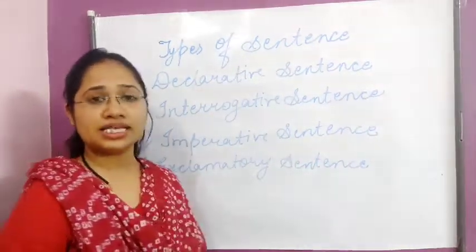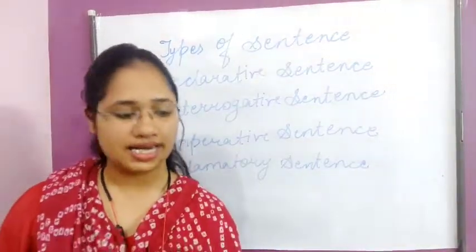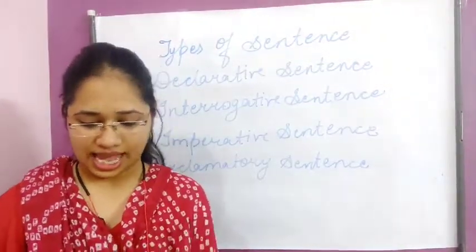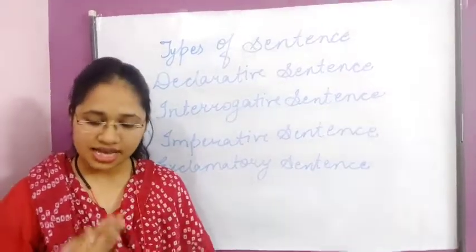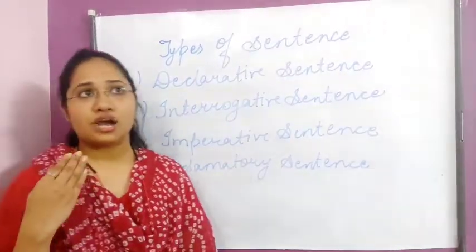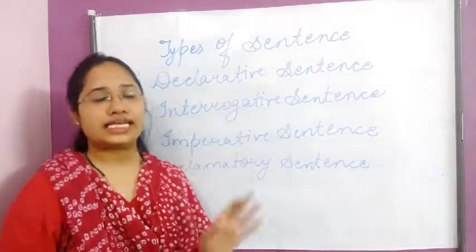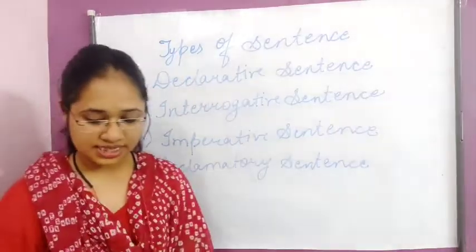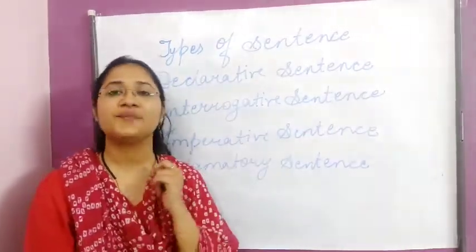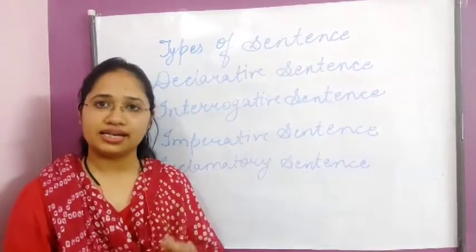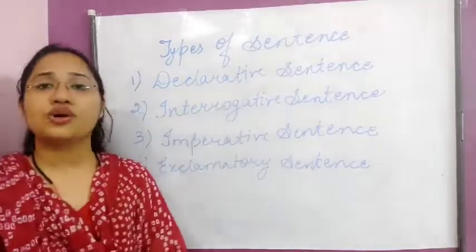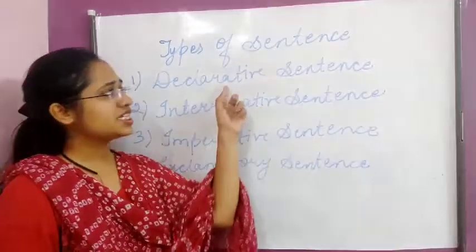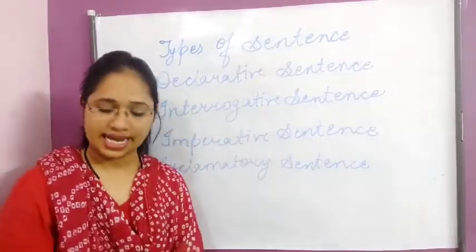Now one by one we'll try to understand the concept of all. Number 1: what is a declarative sentence? A declarative sentence states or declares something, giving some information. It means a sentence that states or declares something is called a declarative sentence. Also it is called an assertive sentence. It can be positive or negative.